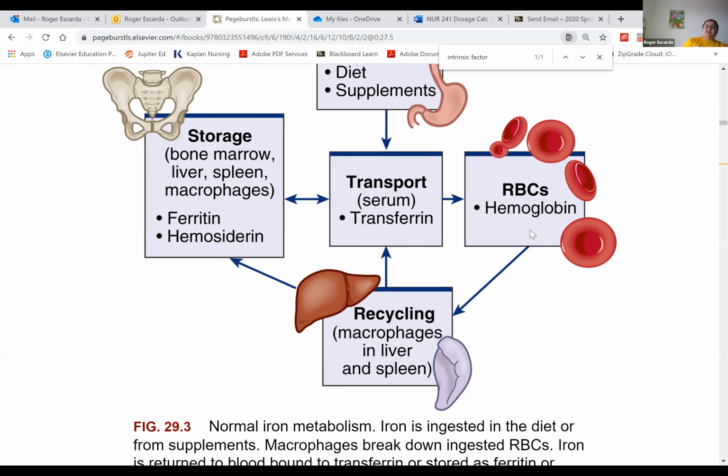So that falls under increased red blood cell destruction because these cells are no longer going to have the normal lifespan, which is 120 days. So the patient experiences anemia.